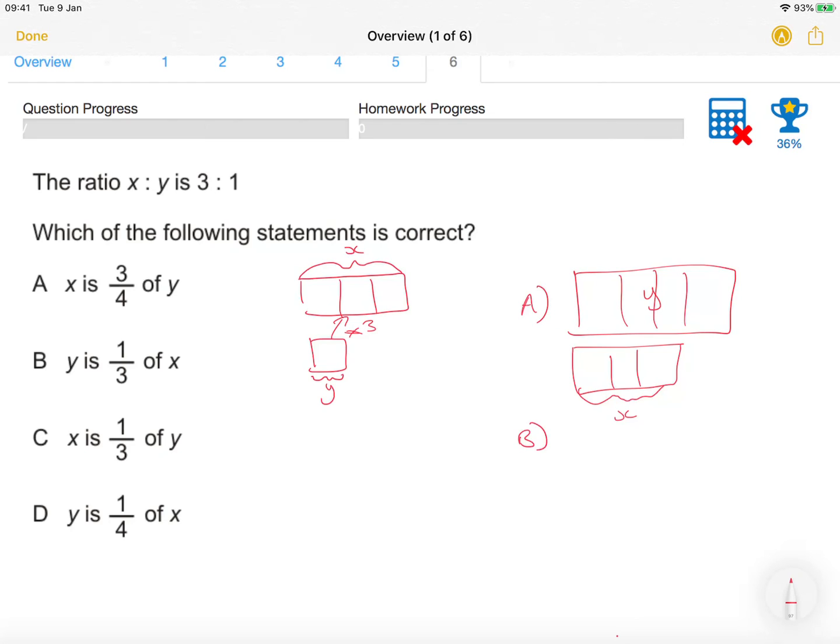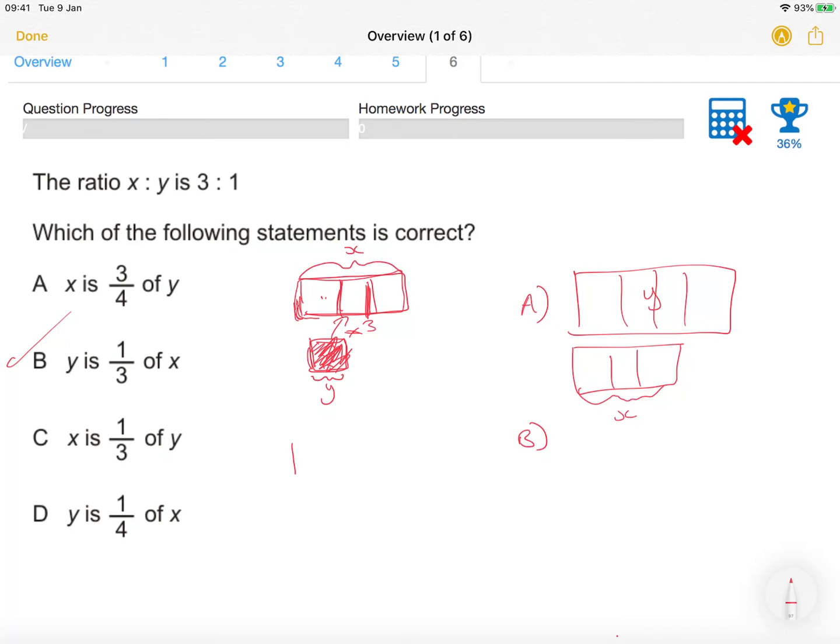For B, your diagram would be y is 1/3 of x. So I can actually see that y is 1 and x makes up 3 boxes. So that is actually right, that y is 1/3 of x, because if we split x into 3, then we get what y is. So that is right.